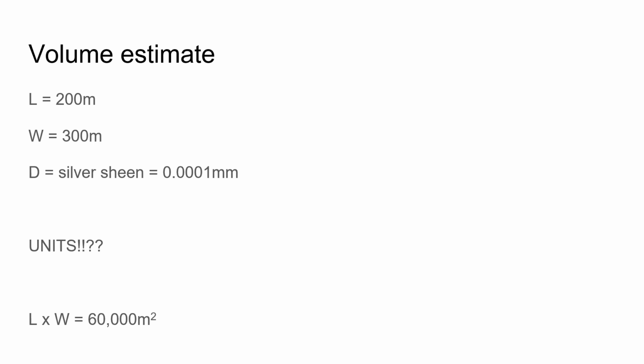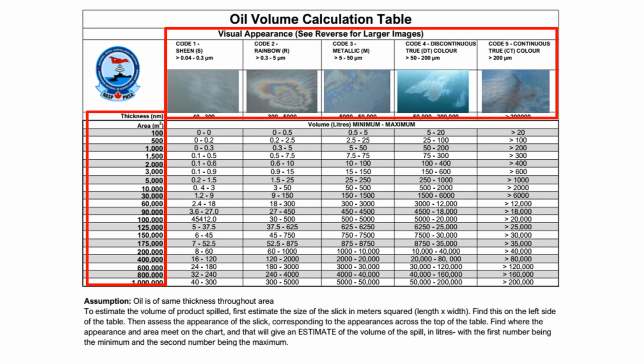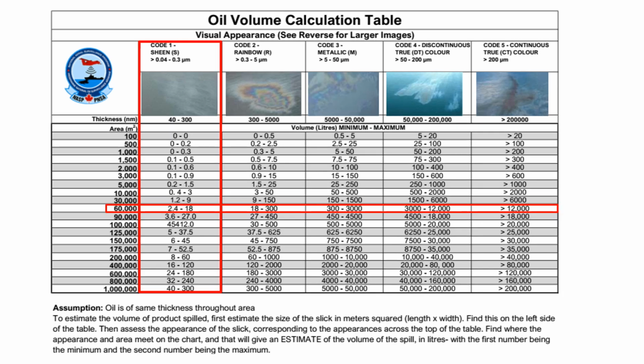So on the job aid that I said you could download with the pictures, we've actually provided a table on the back so that you can look things up quickly. So this is what it looks like. Down the left-hand side, there are given areas, which is your length times width, and then the depth ranges are the colors across the top. So for this particular scenario, we've said that our color is sheen and that our area is 60,000 square meters.